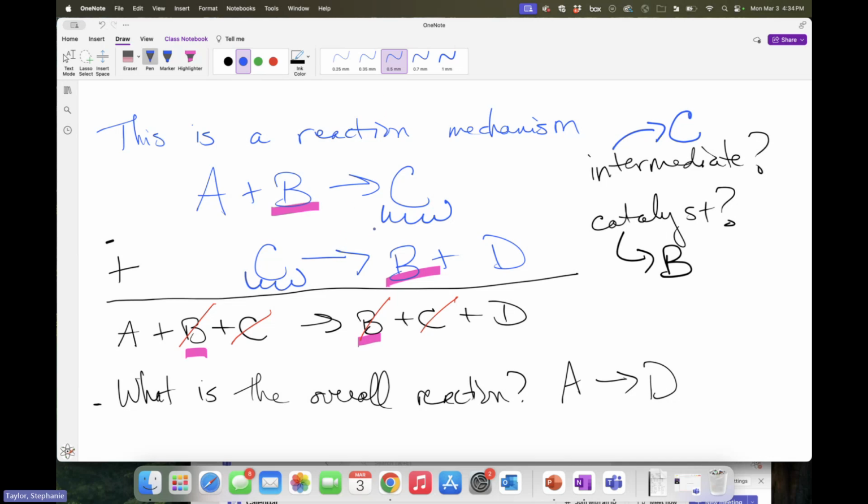So my intermediate is something that appears. So it's something that shows up in the products first and then gets used in the reactants. A catalyst is backwards from that. A catalyst shows up first as a reactant and then reappears in the product.